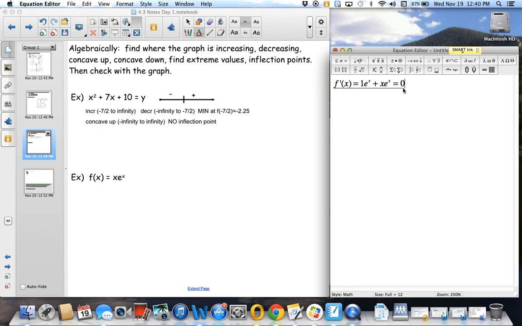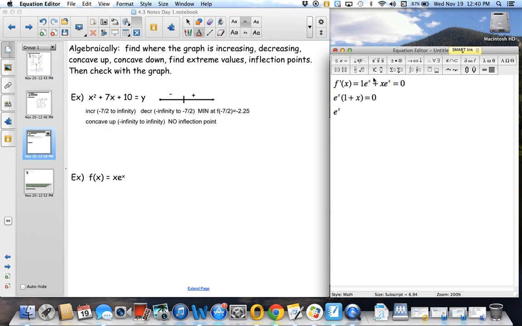Now, how are we going to solve this? We want e to the x plus x e to the x to equal 0. How about if we factor out an e to the x? We can factor out an e to the x and have parentheses 1 plus x. That equals 0. And then you set each one equal to 0. e to the x equals 0.